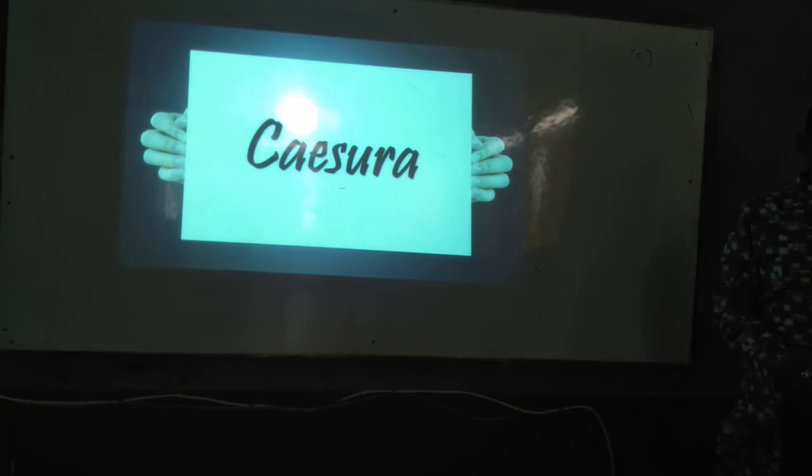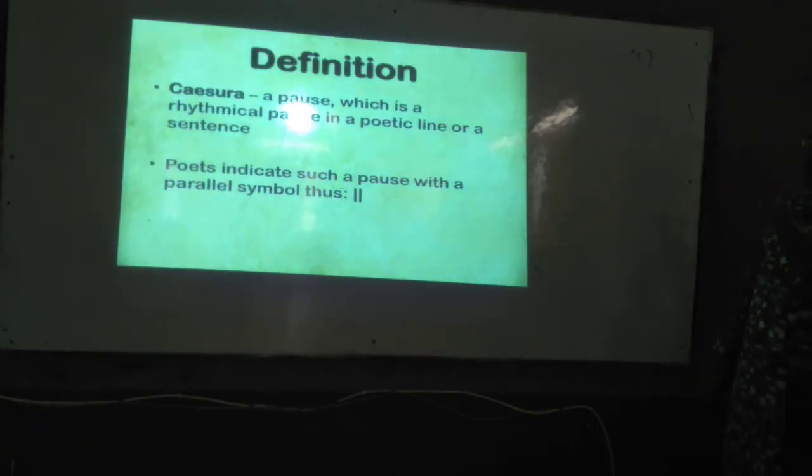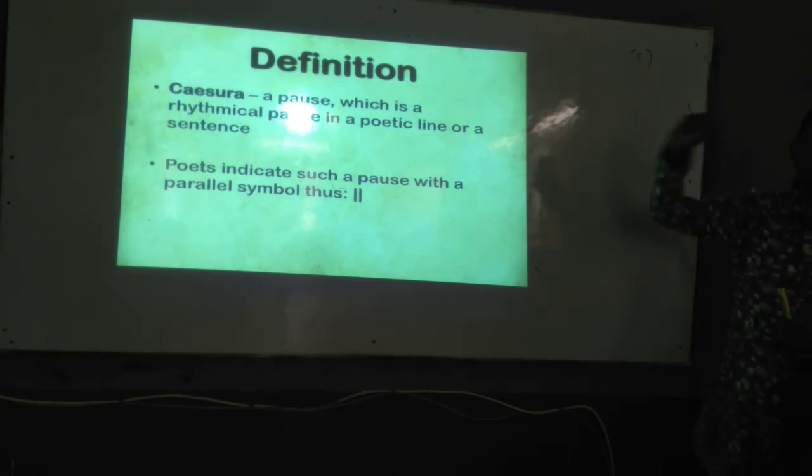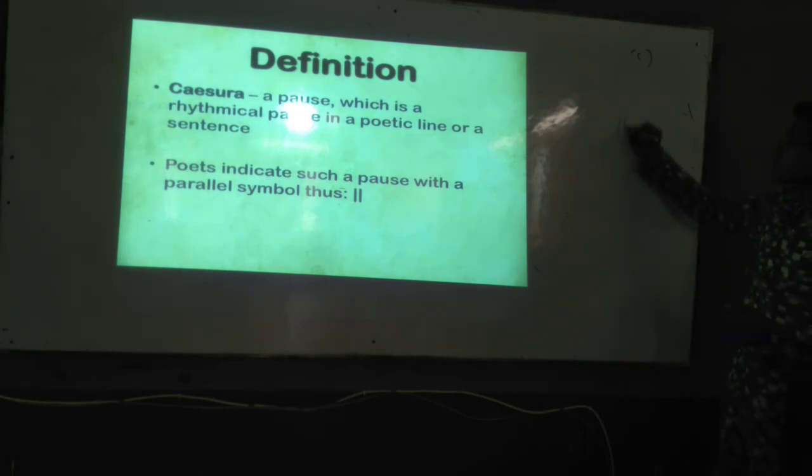Caesura. Okay. So definition: Caesura is a rhythmical pause in a poetic line or a sentence. Rhythmical pause. Poets indicate such a pause with a parallel symbol, thus. Whenever you are identifying or showing the lines in time, you must use this. This is the symbol of Caesura. Don't forget it, okay?